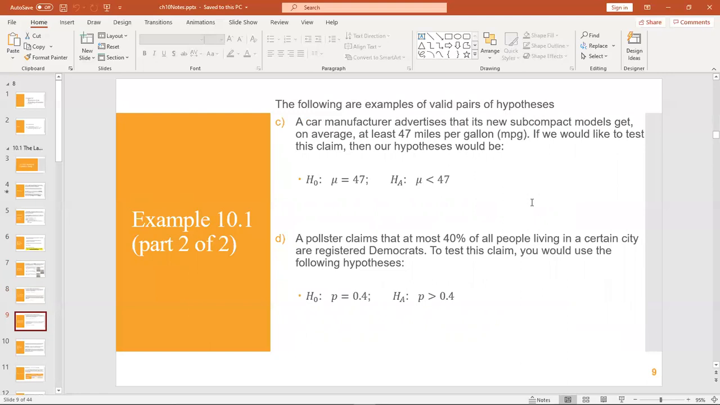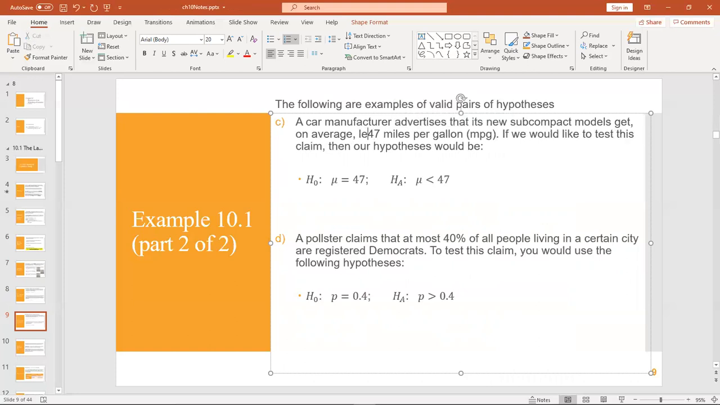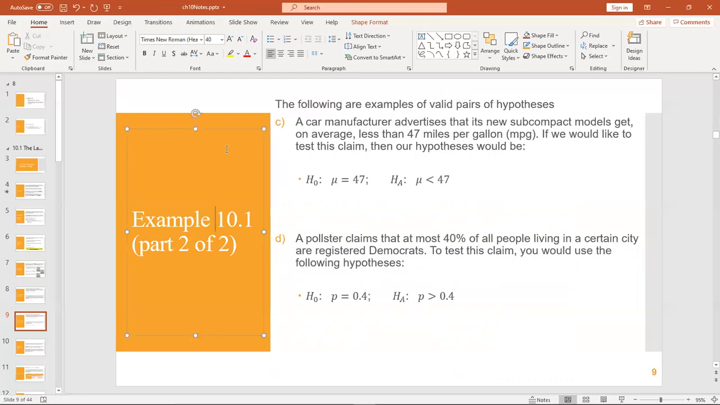The car manufacturer advertises that some compact models get at least 47 miles per gallon. And so maybe we'll change the phrasing of this, that they get, should really be less than 47 miles per gallon. The way that's worded is a little misleading. So anyway, if you're going to make a test for that, you would say either mu equals 47 or mu is less than 47. Because if it's less than, you're going to have a less than statement.